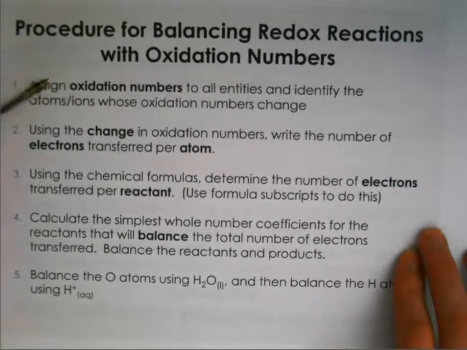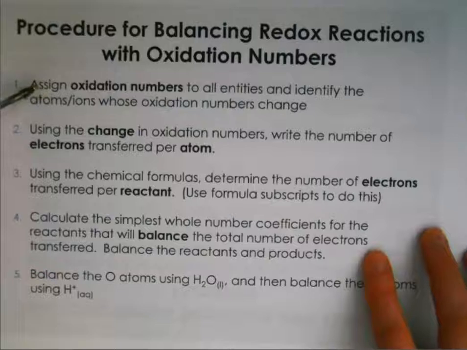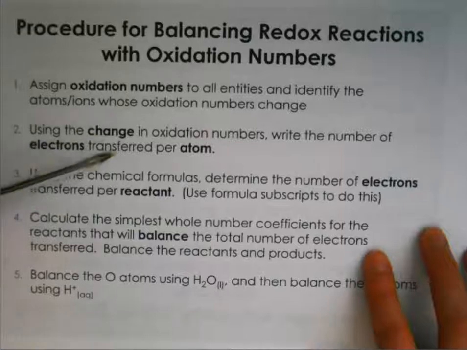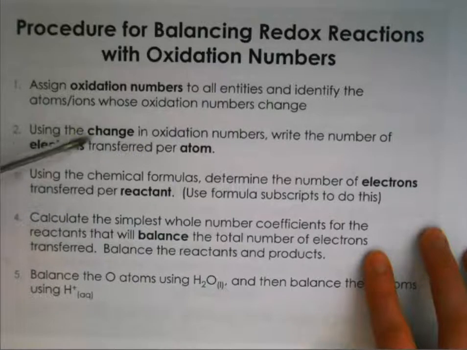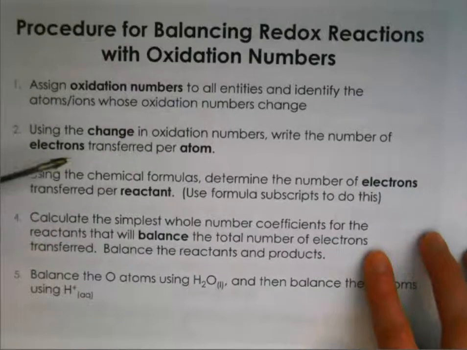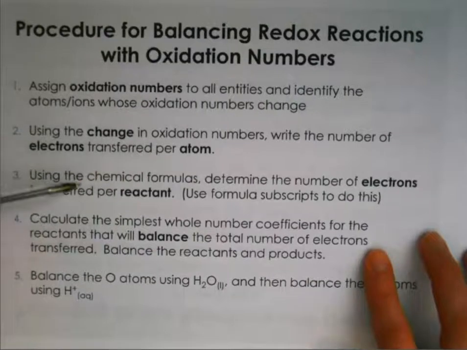Our basic procedure is to go through and assign oxidation numbers to all the entities and identify the changes, so you're looking for your reduction and your oxidation reaction. Then you can use the change in the oxidation numbers to determine the number of electrons that are transferred per atom. You're also looking at what would be the total within that molecule, so looking at the number of electrons transferred per reactant.